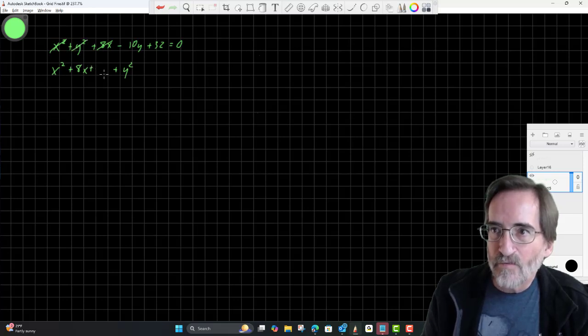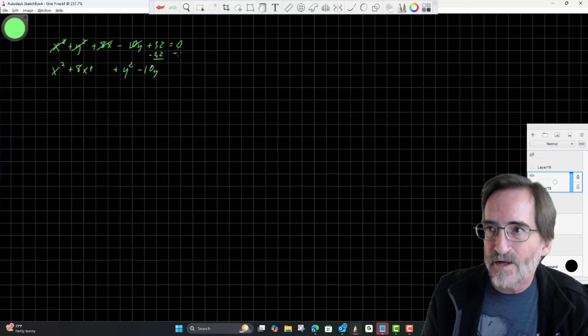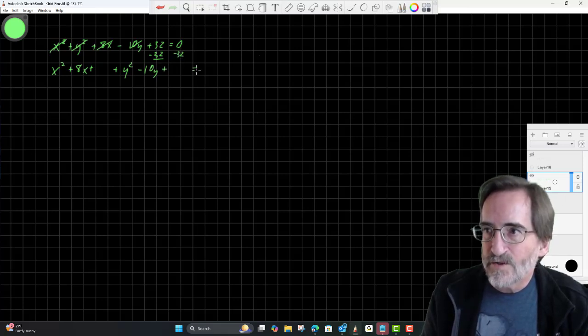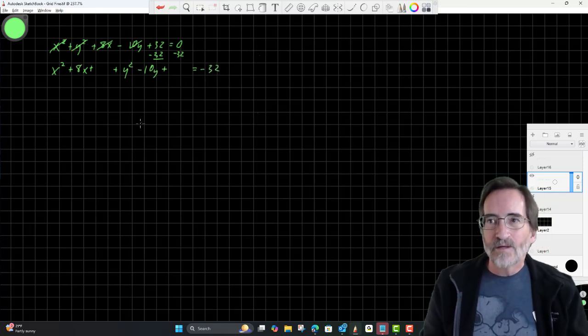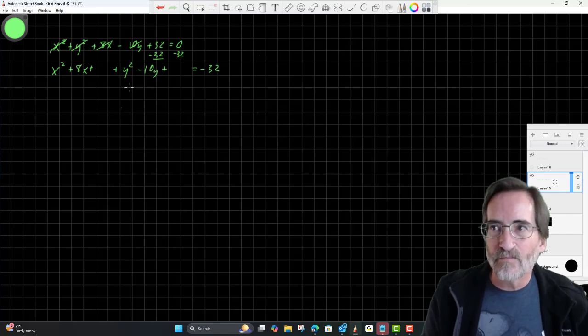So I'm going to leave a little bit of room for something in here that we're going to come back to. Plus y squared minus 10y. And then the plus 32. I'm going to subtract 32 from both sides and rewrite that over on the other side, equals negative 32. Okay? So all I've done is rearrange a little bit.